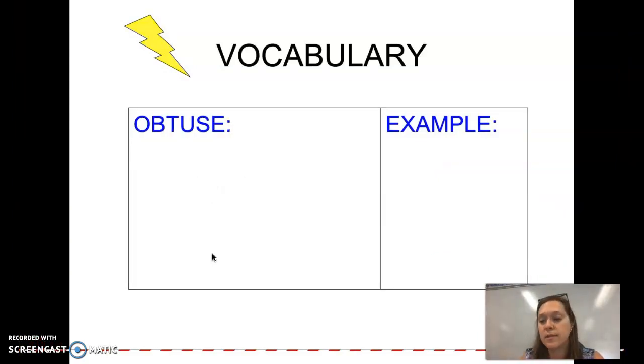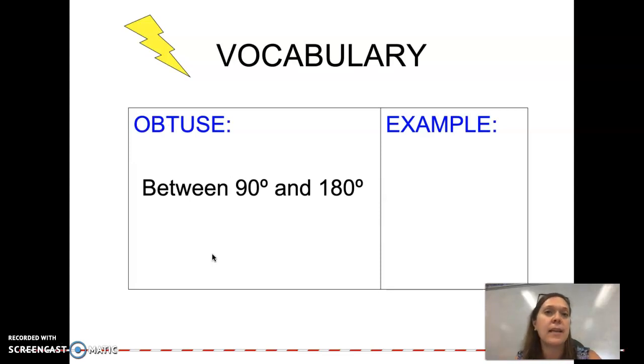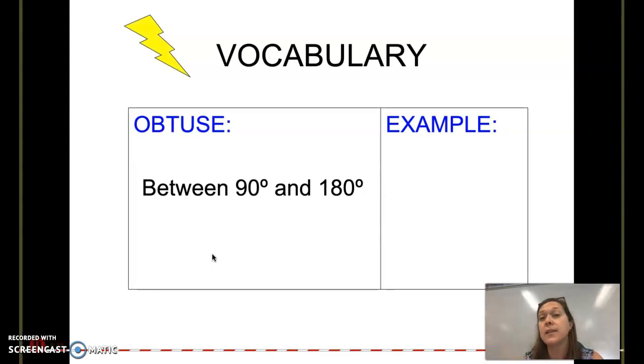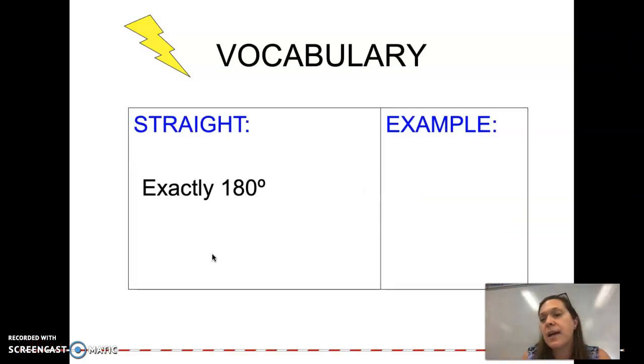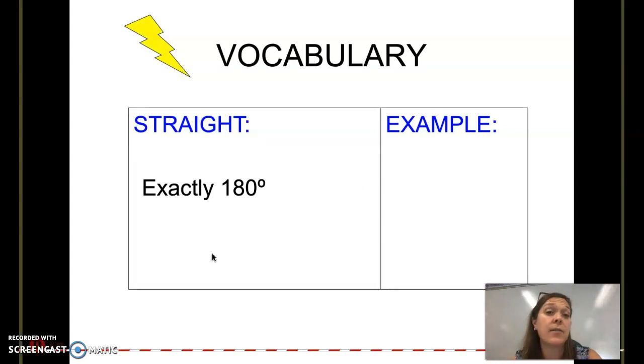All right, obtuse. An obtuse angle is any angle that measures between 90 degrees and 180 degrees. So maybe we have something that looks like that. And then our last type of classification that we have is a straight angle. And a straight angle is an angle that is exactly 180 degrees, or just a straight line.